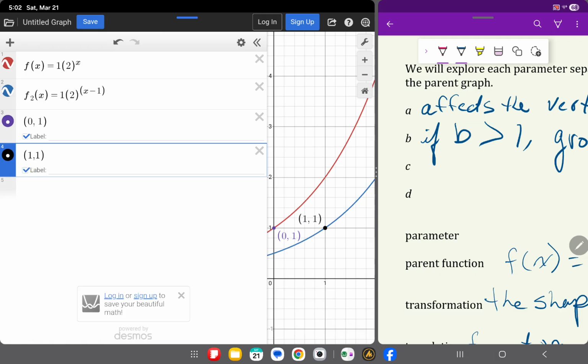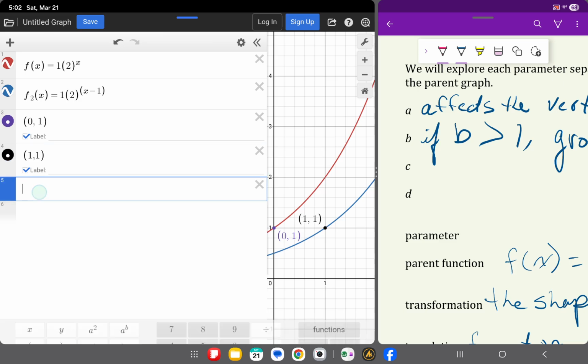So there I can see that it has shifted over from my y-intercept of 0, 1 to 1, 1. And so what it has done is that it has literally just taken that function. It has not stretched it or compressed it. It has not reflected it. It just took those values and shifted it over to the right one.